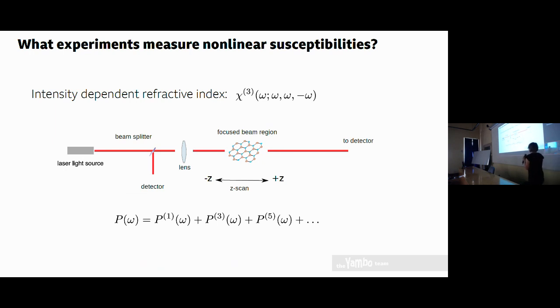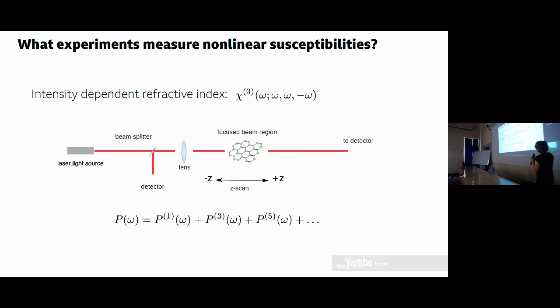This is the intensity-dependent refractive index. It is a third order effect. Basically, what I'm measuring is the response at the same frequency as the applied field.